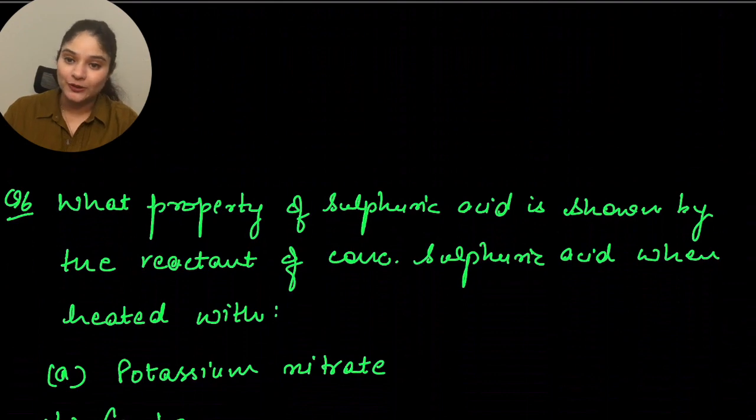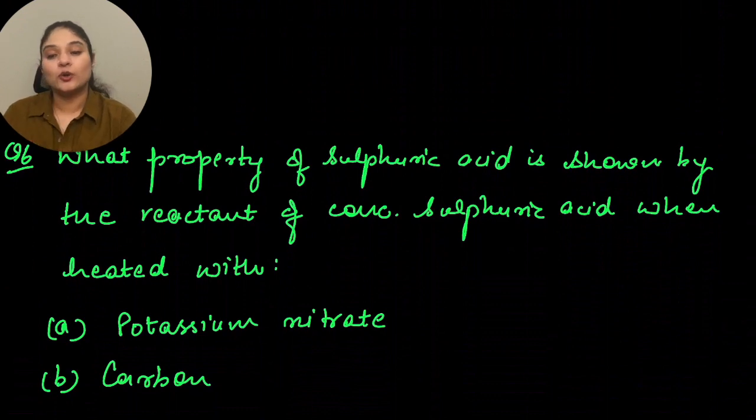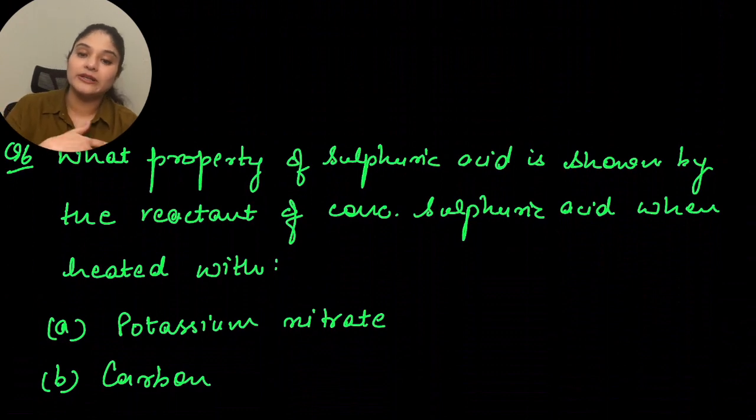What property of sulfuric acid is shown by the reaction of sulfuric acid when heated with potassium nitrate and carbon? You are only supposed to give the type of the property. For the first one, when you have potassium nitrate, it will give you nitric acid. So in this case, the property is non-volatile. The second is the carbon one. In the carbon one, it will oxidize it. So your answer will be oxidizing agent.